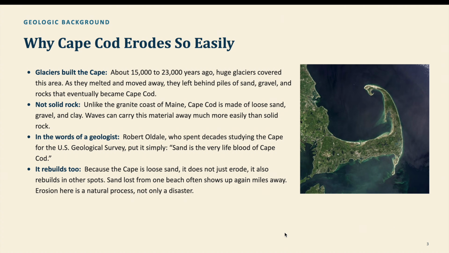In the words of geologist Robert O'Dale, who spent decades studying the Cape for the U.S. Geological Survey, sand is the very lifeblood of Cape Cod. It rebuilds, too. Because the Cape is loose sand, it does not just erode, it also rebuilds in other spots. Sand lost from one beach often shows up again miles away. Erosion here is a natural process, not only a disaster.